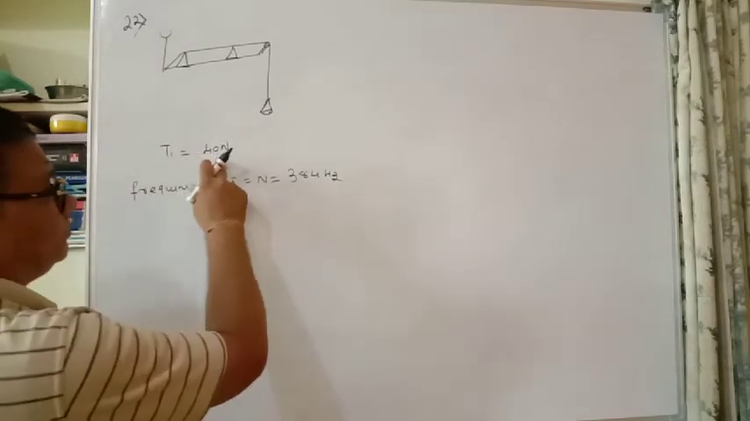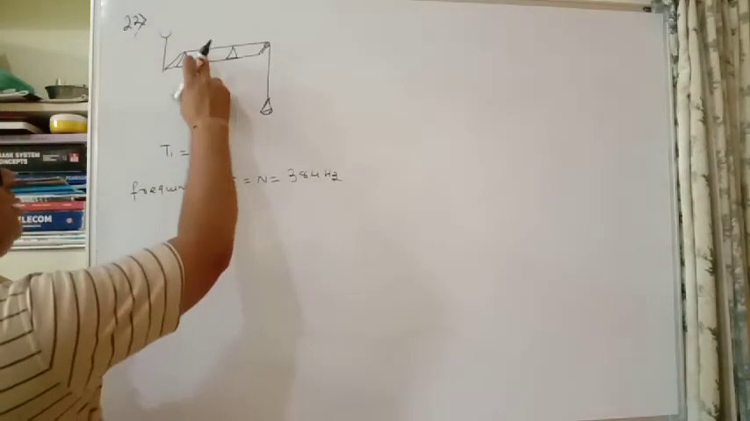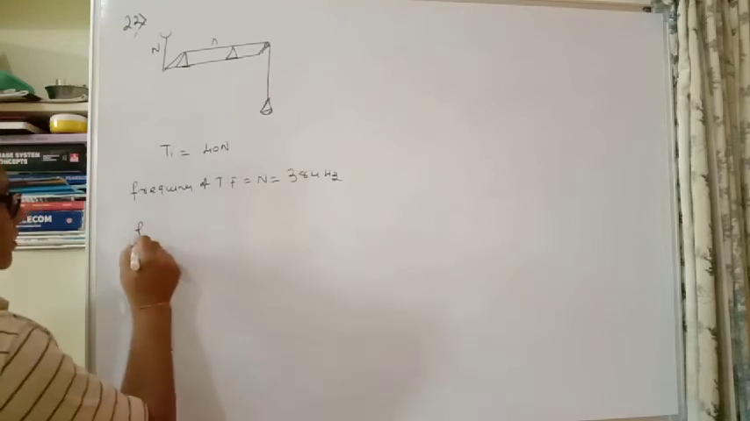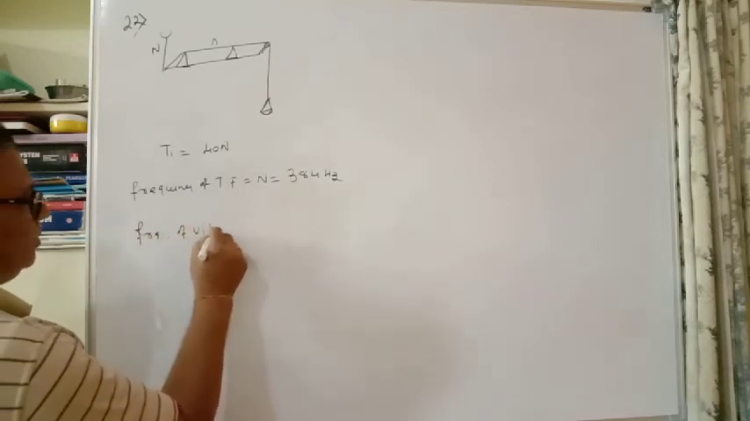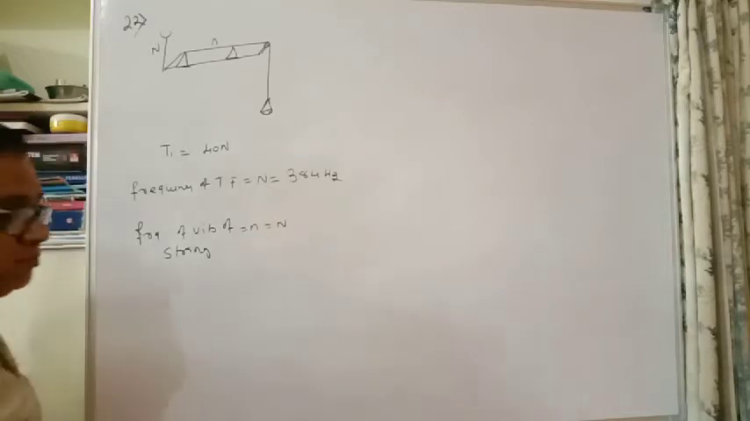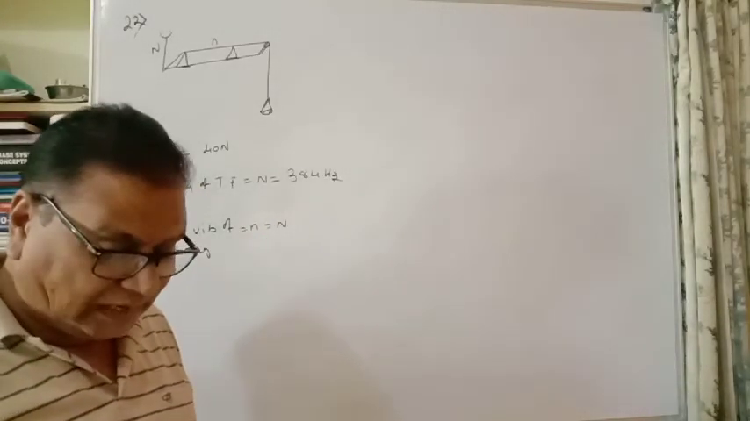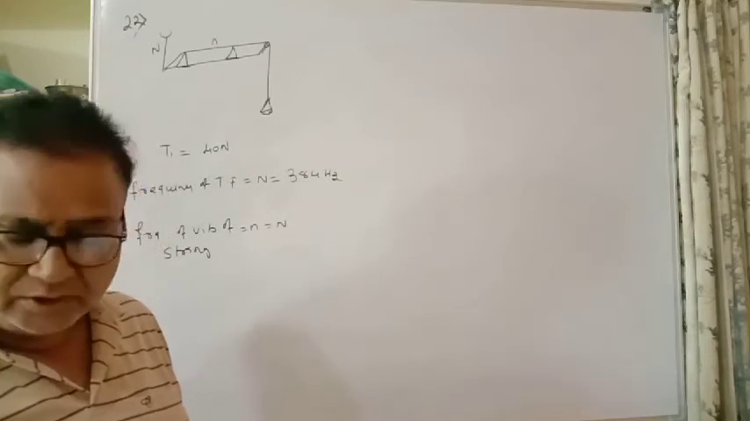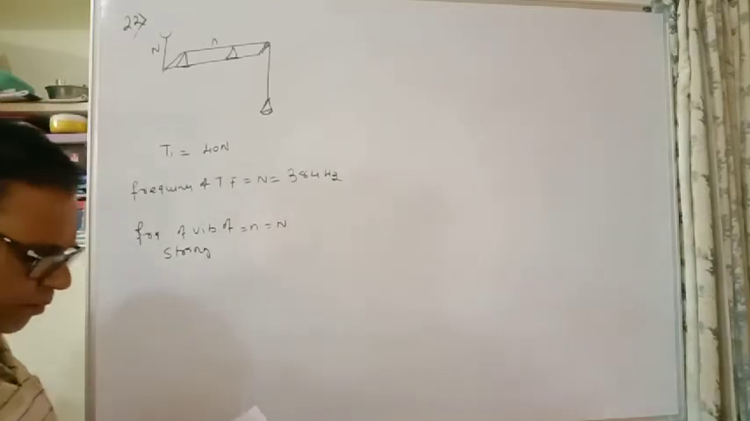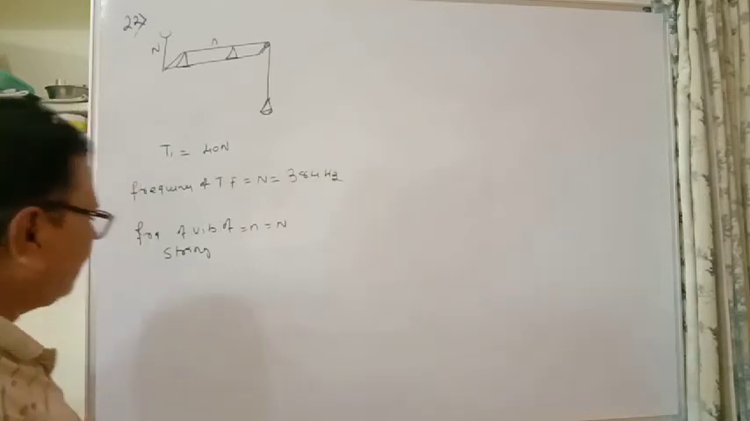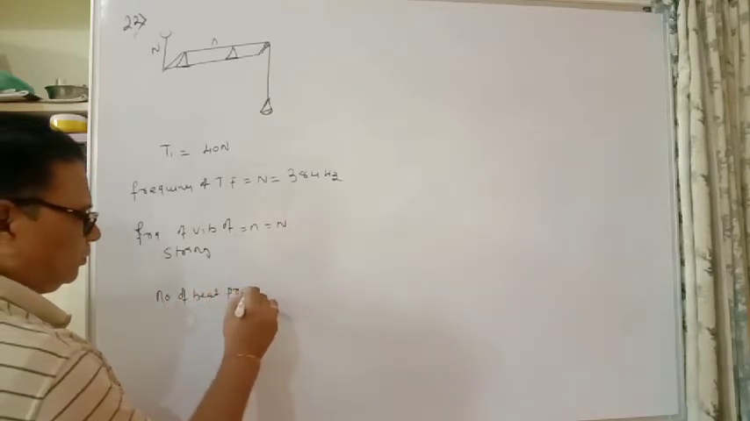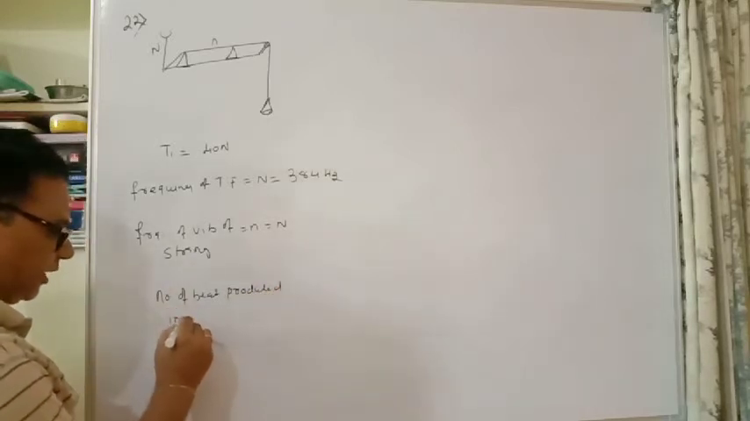For tension 40 Newton, the frequency of vibration of string, say small n, and frequency of vibration of tuning fork, capital N. The frequency of vibration of string, small n, is equal to capital N, because he has stated it vibrates in unison with the tuning fork of frequency 384 Hz. How many beats are produced in 2 seconds? That means we have to determine the number of beats produced in 2 seconds.